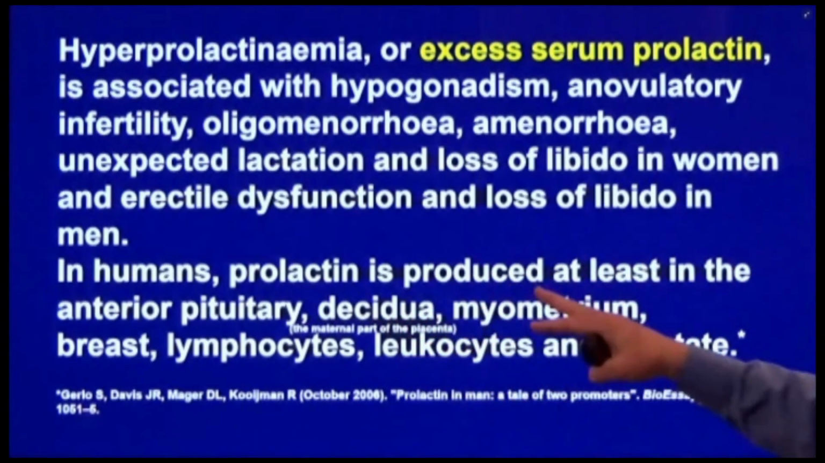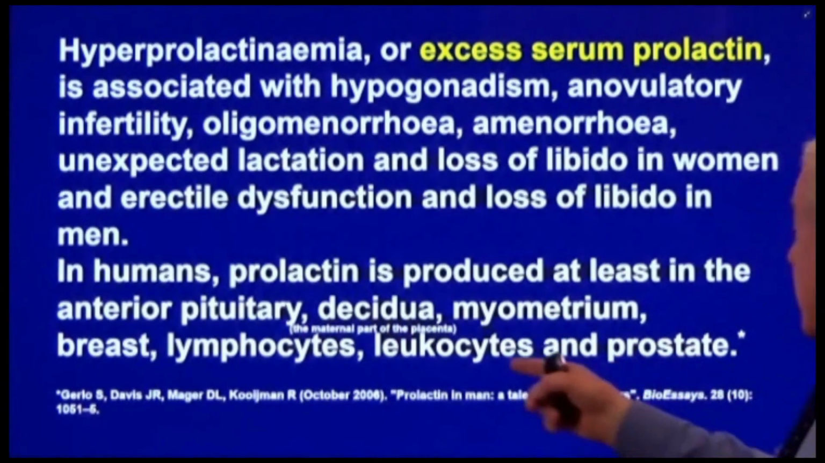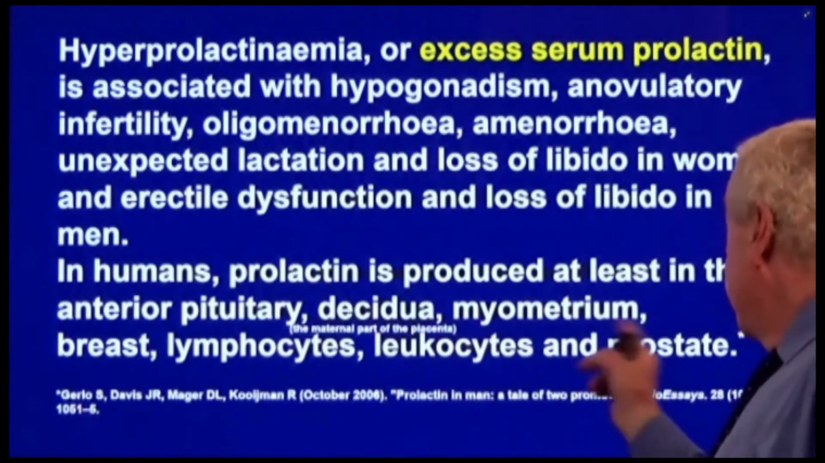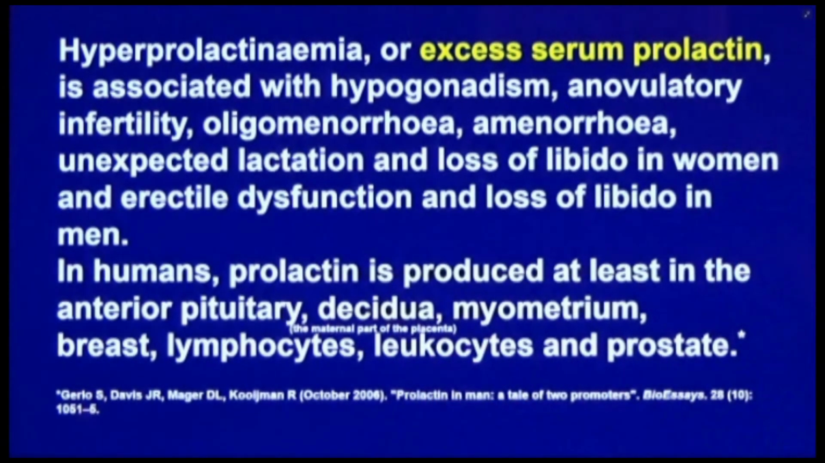In humans, prolactin is produced at least in the anterior pituitary, with the deciduum, which is the maternal part of the placenta, myometrium, breast, lymphocytes, leukocytes, and prostate in the male.